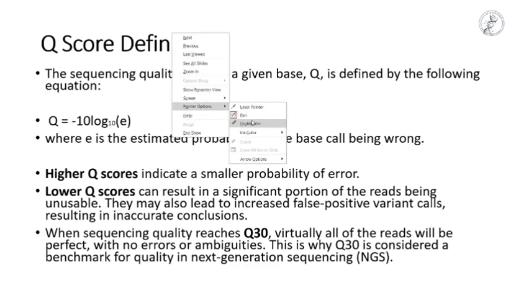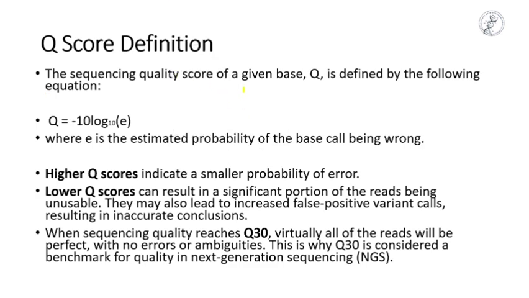What is this quality score? The quality score is given for a given base. The quality score of a given base is called the Q score. Each base has a score. Okay, each base has a score.